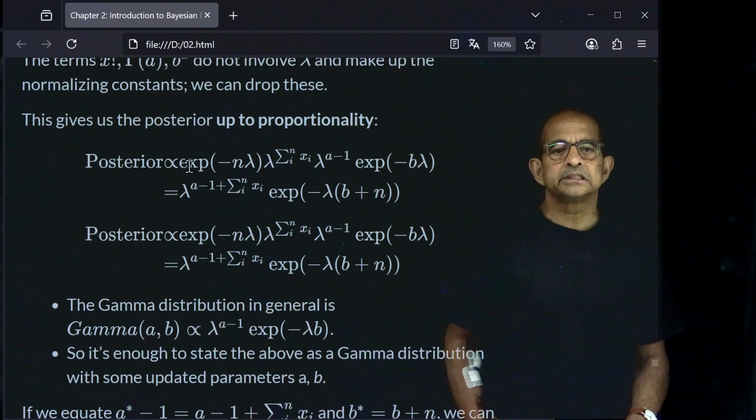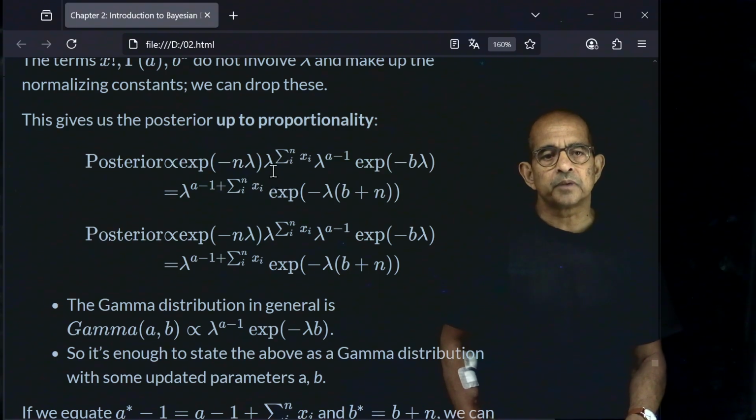So let's look at the equation now with the normalizing constants dropped. Here's the exponent in the likelihood function for the Poisson, and this is the second term in the likelihood function, and this part here is the gamma distribution kernel. So let's just collect together all the common terms. The lambda term is lambda to the power of sum of x, and there's another lambda here to the power of a minus 1. So I'm going to just sum up the exponents here. So I get lambda to the power of a minus 1 plus sum of x.